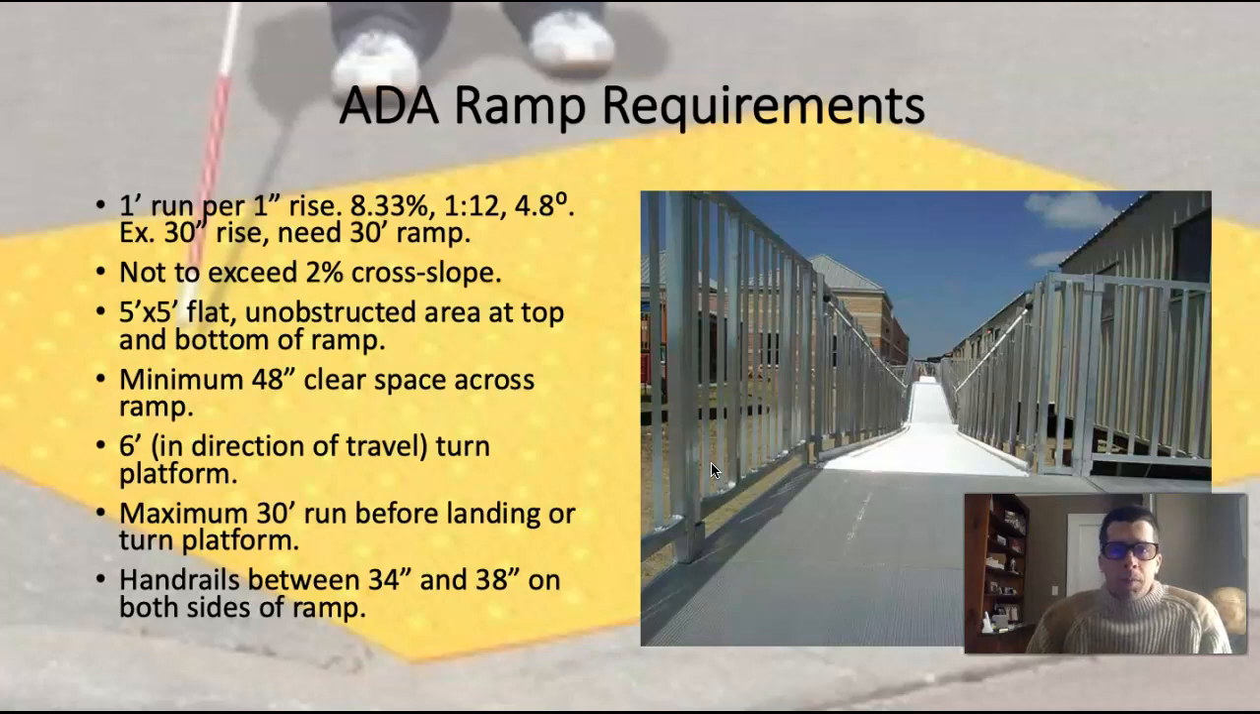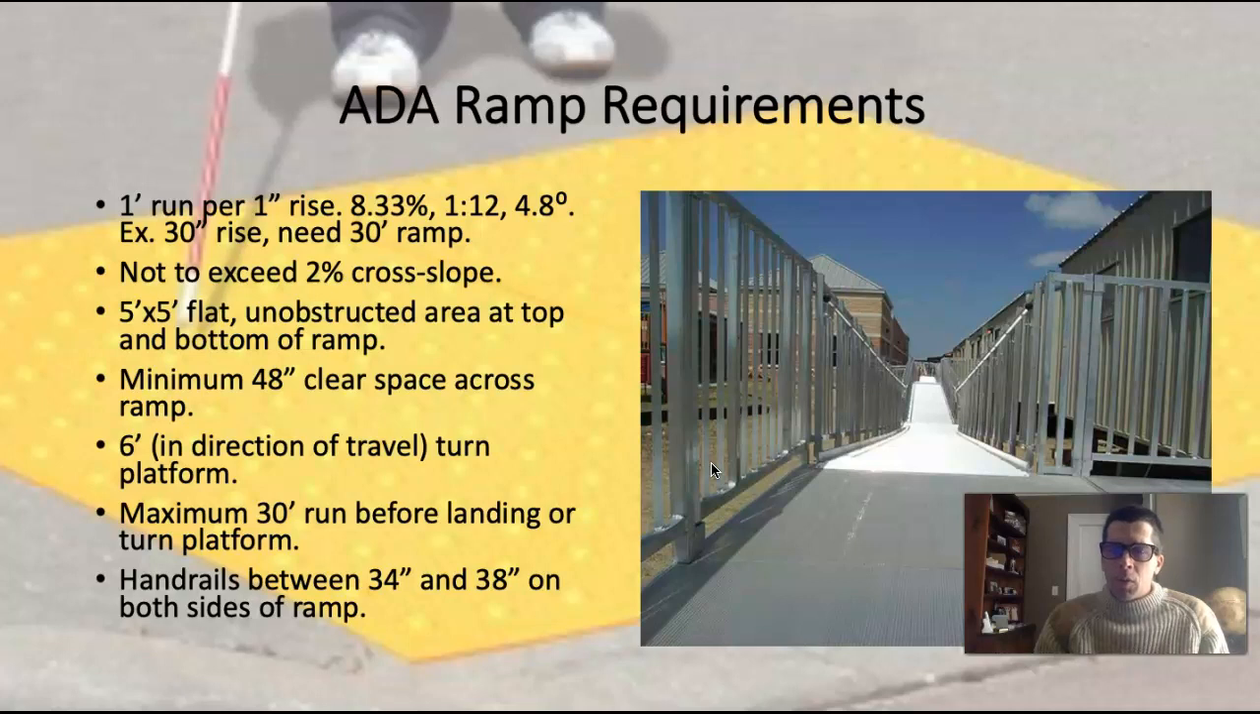If it's a ramp, it can slope at 8.33%. That's the max. Okay, and 8.33% is kind of a weird number, but the 1-to-12 ratio is really easy to remember. So for every 1 foot of run, you're going to go up 1 foot vertically, maximum. Okay, that's as much as you can do. So hopefully I said that right.